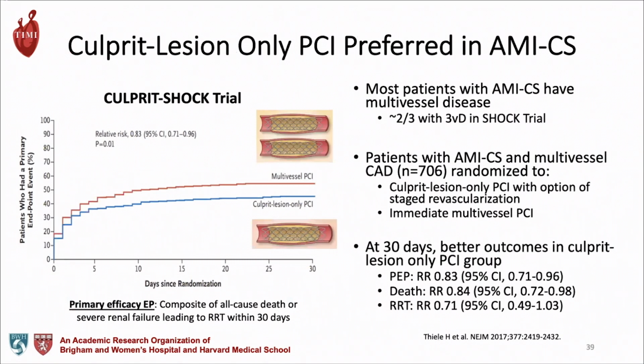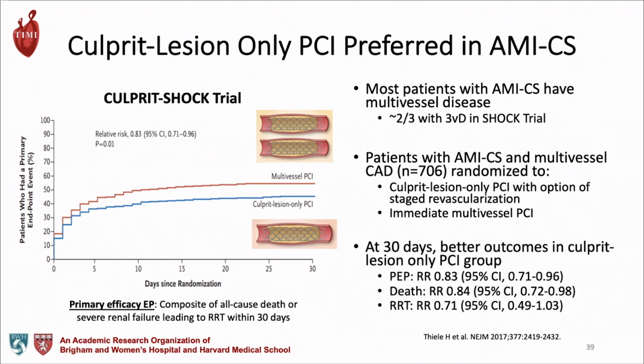A follow-up trial from the last decade was the CULPRIT-SHOCK trial. And so this question was looking at, should we upfront try to proceed with multi-vessel PCI in patients who present with acute myocardial infarction complicated by cardiogenic shock and then have multi-vessel disease, which was about 2/3 of the patients who were enrolled in the initial SHOCK trial.